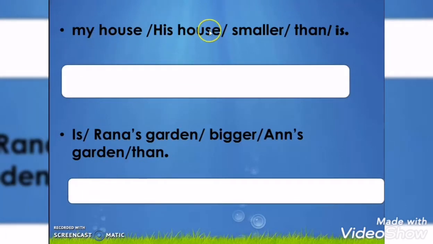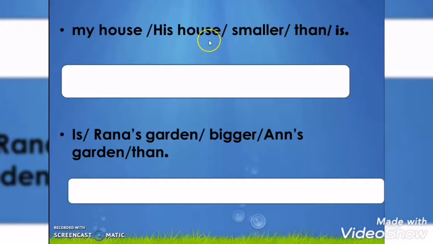Now let's see more examples. My house, his house, smaller than and is. So I'm comparing two houses, two things, my house and my friend's house. I can say his house is smaller than my house, or my house is smaller than his house. So when I'm comparing between two things, what should I add for the adjective word? I should add er and the word than.